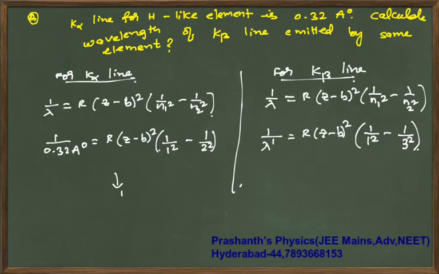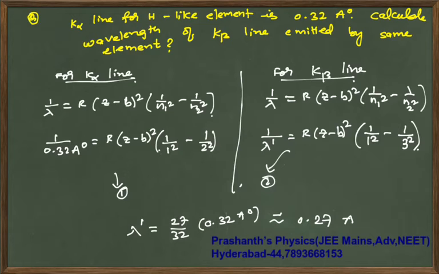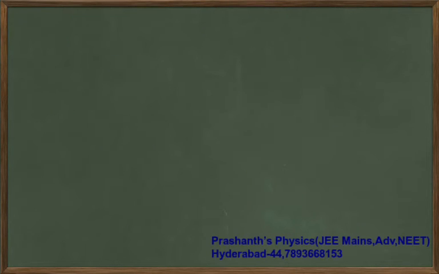Divide equation 1 by equation 2, you will get the answer for lambda dash, which is 27 by 32 times 0.32 Angstrom, which is close to 0.27 Angstrom. Right. So like this, pretty direct questions will be there and you will be able to solve those. Now next, your next idea is Moseley's law.